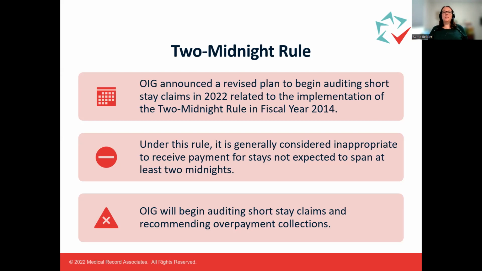Under this rule, it is generally considered inappropriate to receive payment for stays not expected to span at least 2 midnights. This used to be the 72-hour rule, I believe. The 3-day rule. We have all kinds of old terms for it, but now it's the 2 midnight rule. OIG will begin auditing short stay claims and recommending overpayment collections. So if you've looked at this in the past, you may want to look at it again.